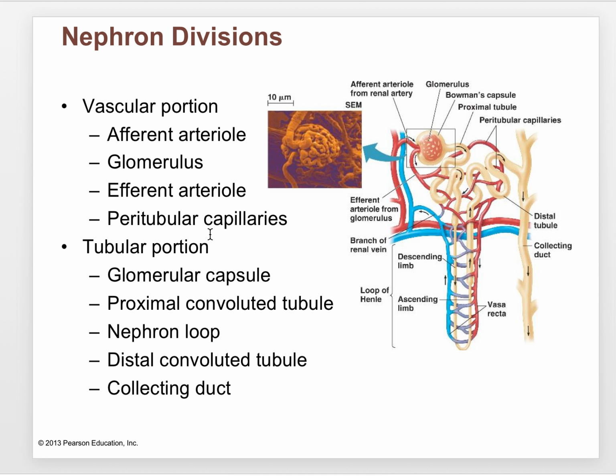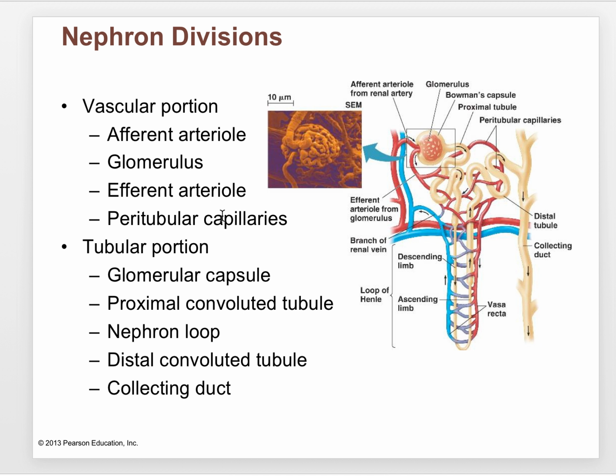In the nephron, there's a vascular portion and there's a tubular portion, and we kind of hinted about that already. The vascular portion has to do with the blood vessels of the nephron. We're talking about the afferent arteriole, the glomerulus, the glomerular capillaries, the efferent arteriole, and the peritubular capillary.